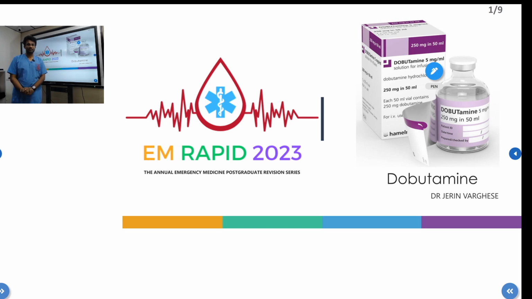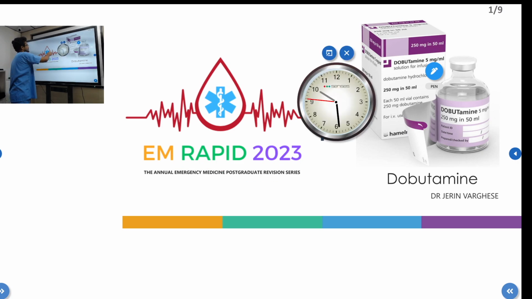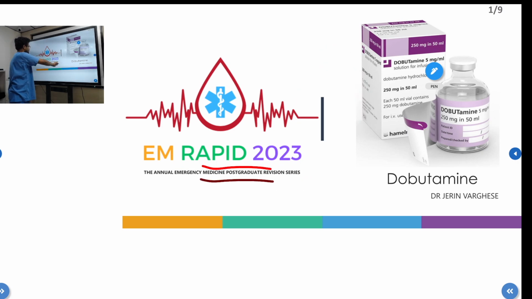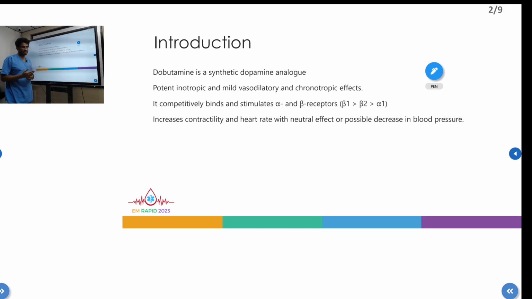Today, as a part of EM Rapid, we are going to discuss the drug Dobutamine. Dobutamine is a synthetic dopamine analog, which is used for shock. The drug Dobutamine is a potent inotropic drug, meaning it increases the contractility of the heart, and it also has mild vasodilatory and chronotropic effects.